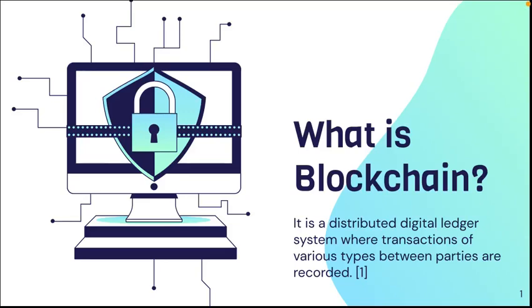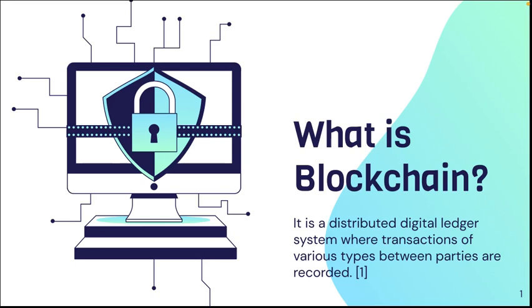Blockchain is a distributed digital ledger system where transactions of various types between parties are recorded. Blockchain allows the information to be stored in several computers across the network instead of being kept in just one location. This distribution and the encryption of the data increases the security in transactions, with the potential to reduce operating costs and gain efficiency. Blockchain is a technology that makes it possible to record information in a safe, immutable, and transparent way, even among people who have never seen each other.